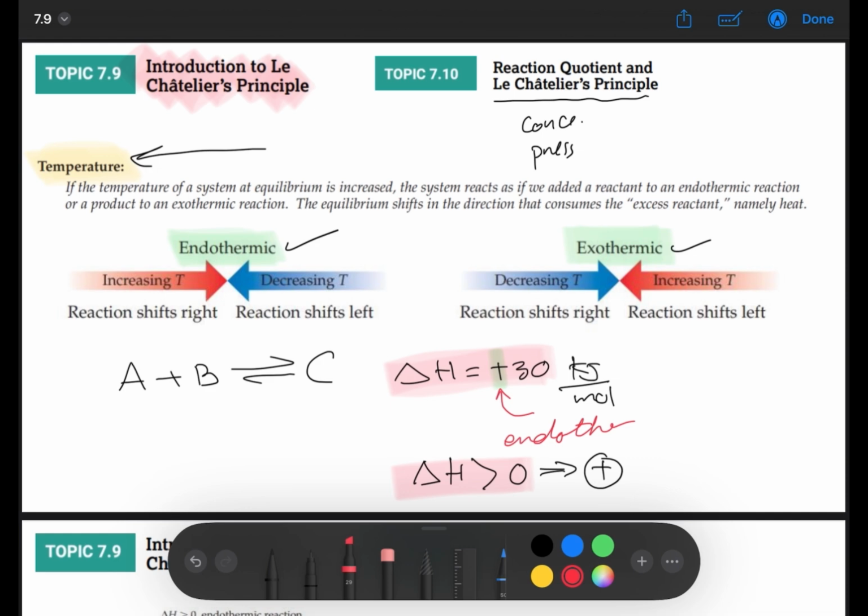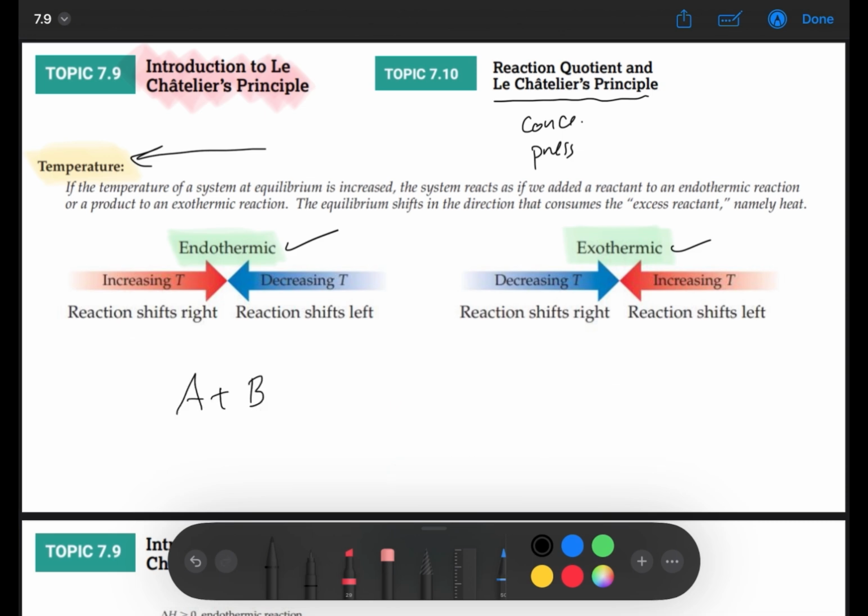So both work. In some questions, delta H may not be given. For example, instead, they can tell you that the reaction has heat as a reactant. At that point, you have to say, since the heat is on the reactant side, the reaction for sure is endothermic. A plus B gives C, the delta H is greater than 0, which means we have heat right here on the reactant side.